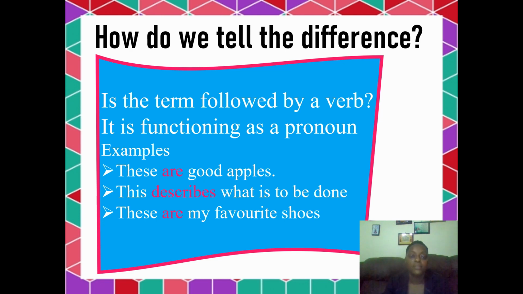Examples: these are my favorite shoes. If you notice, in all these three sentences, even though I read the last one first, the demonstrative terms are really followed by a verb. So, these are my favorite shoes. That gives you a hint that the word is functioning as a pronoun, a demonstrative pronoun.